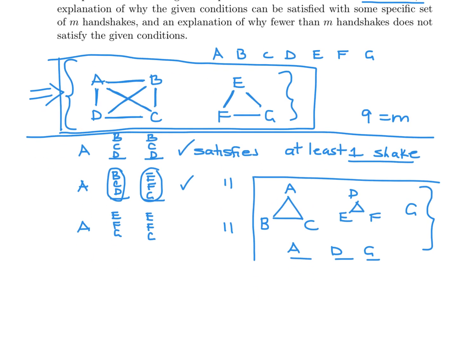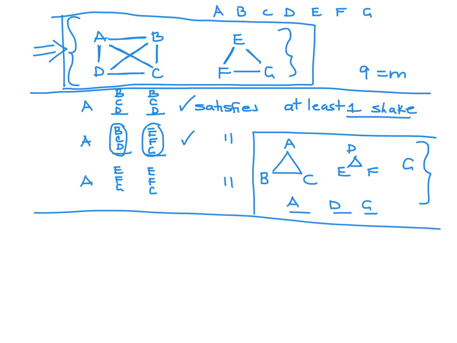And then finally, I guess we have to talk about if m is less than 9. Well, in this case, it's less than 9, right? Because count the number of handshakes here. We have 1, 2, 3, 4, 5, 6. So this is a scenario where m is less than 9, where m is equal to 6. And as you can see, if you chose A, D, and G, it would not satisfy the condition. So I think that's a pretty decent explanation of this question.